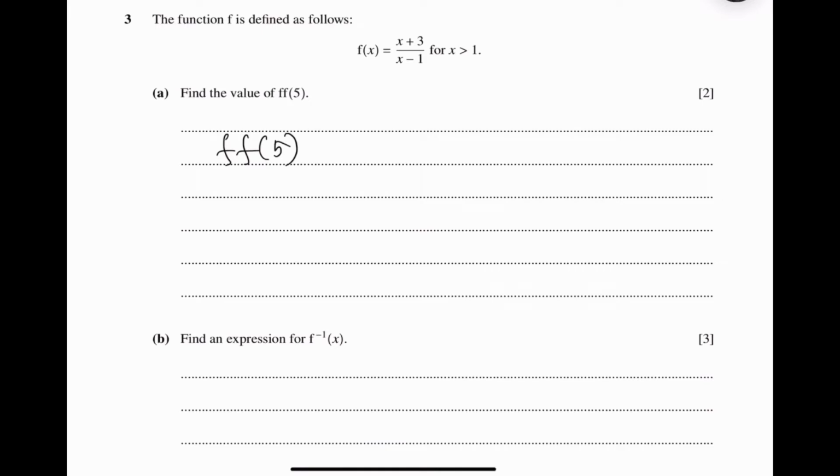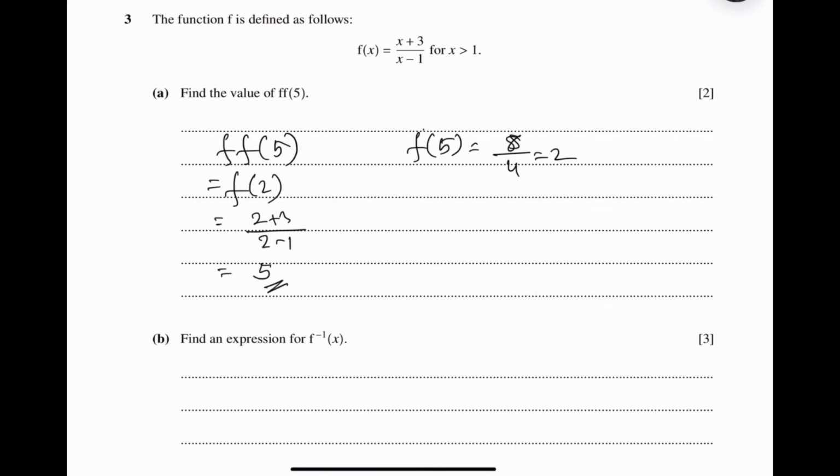f(5): just plug in 5 instead of x to find out f(5). So 5 times 3 is 15 minus 1 is 14, 5 plus 3 is 8, 8 over 4, so the result is 2. So f(2): let me find out the function of 2. Substitute 2 in (x plus 3)/(x minus 1): 2 plus 3 over 2 minus 1, so your answer is 5.